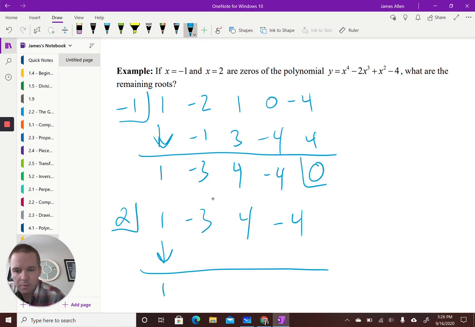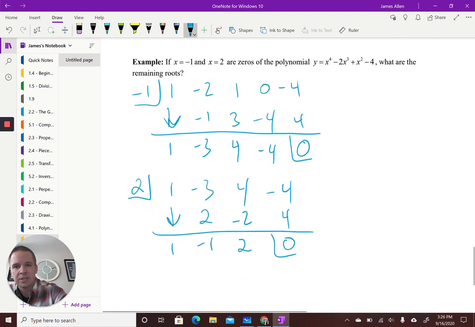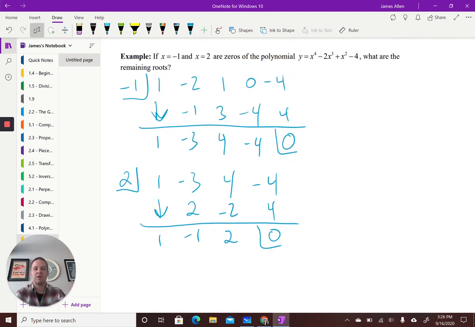So I'm going to have 1 drop down, multiply, I get 2. That's -1 there. -2, 2. Multiply those together, I get 4. And boom, a remainder of 0. Awesome. We're getting somewhere. You got 2 remainders of 0. That makes sense because we said they were zeros, right? So they should divide out with a remainder of 0.